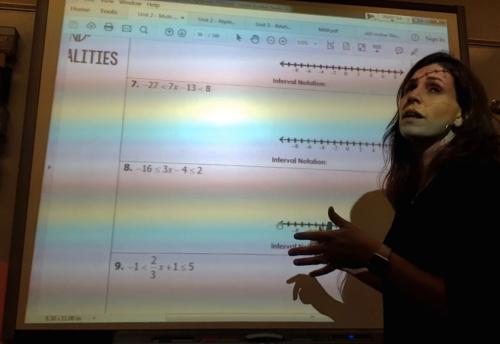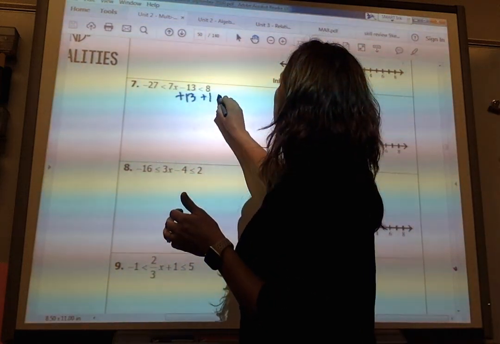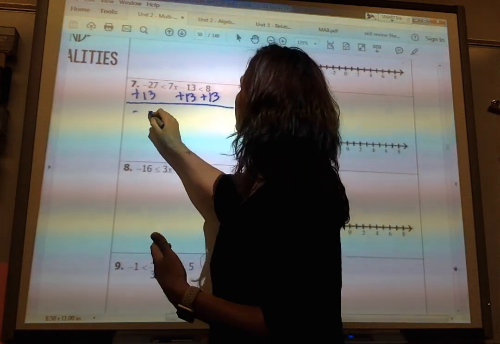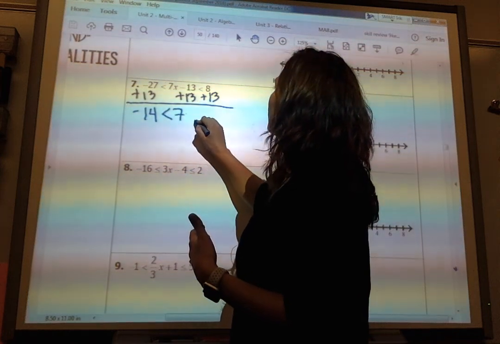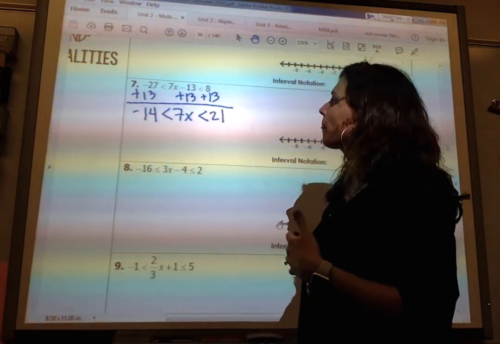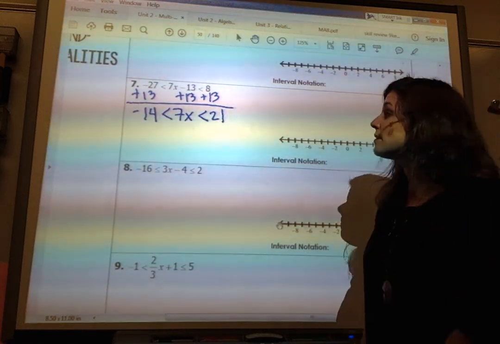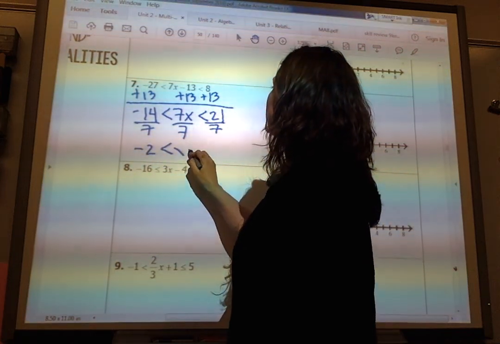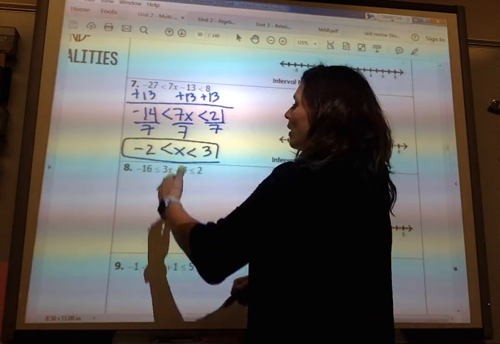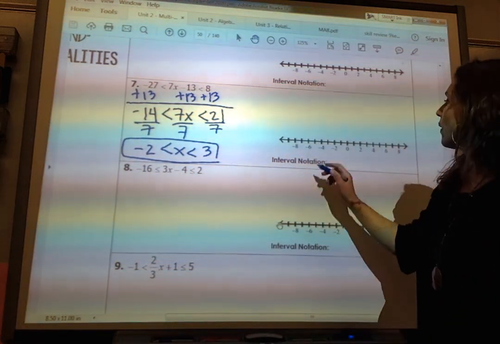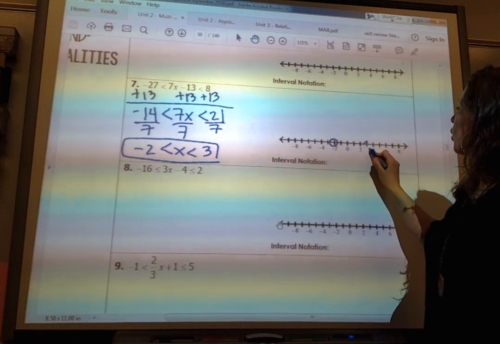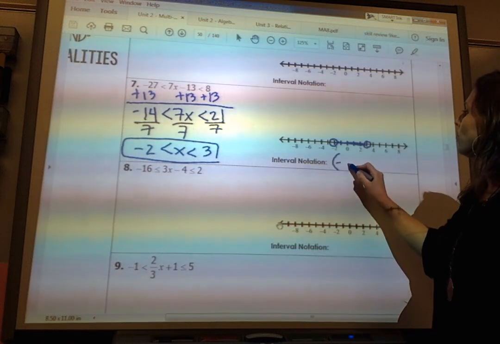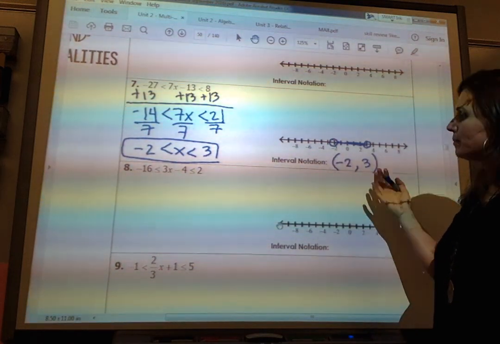So remember, I'm still going to get rid of that -13, so I'm going to add 13 to both sides. And then I read top down just what I've been doing all year. So -14 is less than 7x, which is less than 21. I still want to get x by itself, so I'm going to divide everything by 7. And I get -2 is less than x, which is less than 3. And look, it's already from least to greatest, so I'm doing okay. So I'm going to open circle on -2, open circle on 3, and it's an and statement, so they connect together. Interval notation, parenthesis on -2, parenthesis on 3, and I'm done.